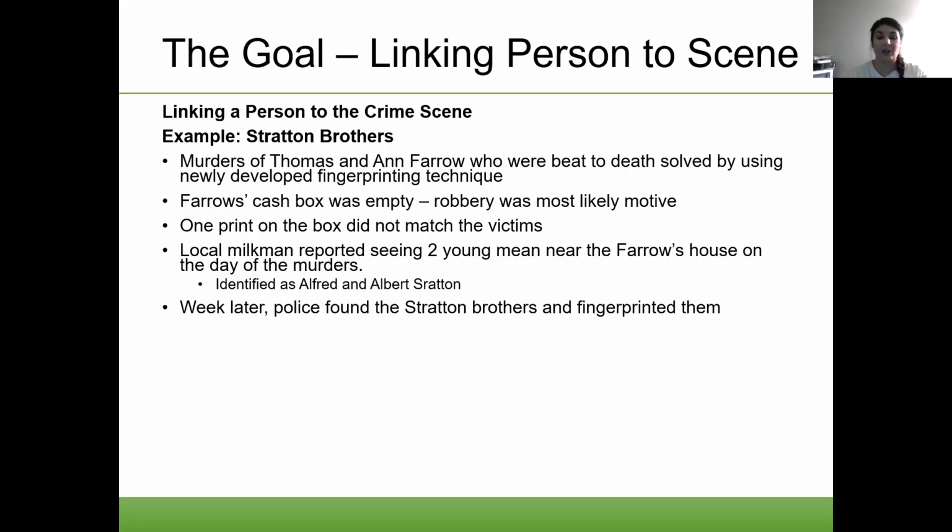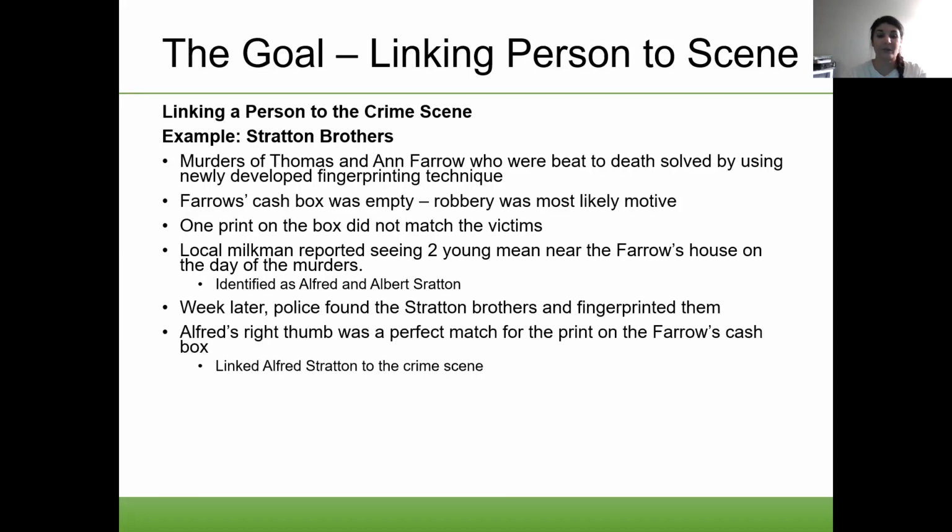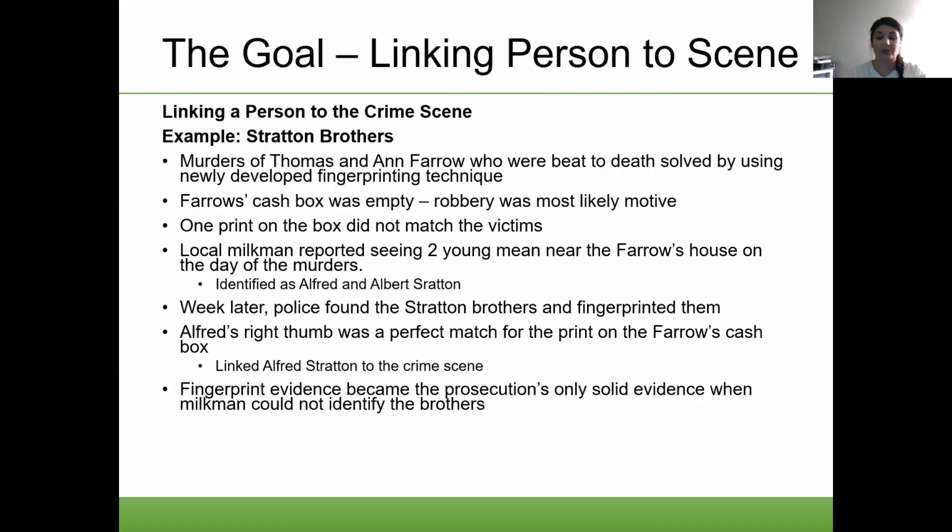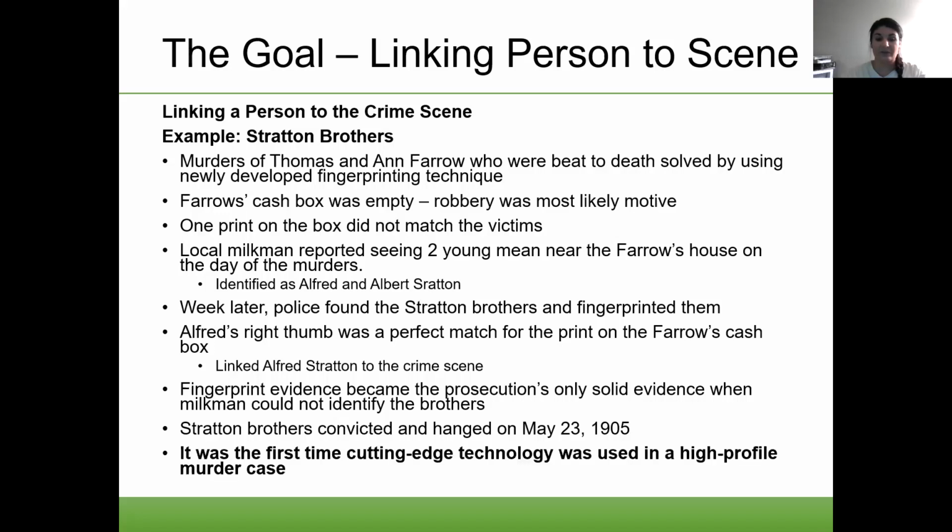A week later, police found the Stratton brothers and fingerprinted them. Alfred's right thumb was a perfect match for the print on the Farrows' cash box. This linked Alfred Stratton to the crime scene. Fingerprint evidence became the prosecution's only solid evidence when the milkman could not identify the brothers. They found out it was the brothers based on activity around there, but the milkman didn't physically identify them. The Stratton brothers were convicted and hanged in 1905, and this was the first time cutting-edge technology was used in a high-profile murder case.